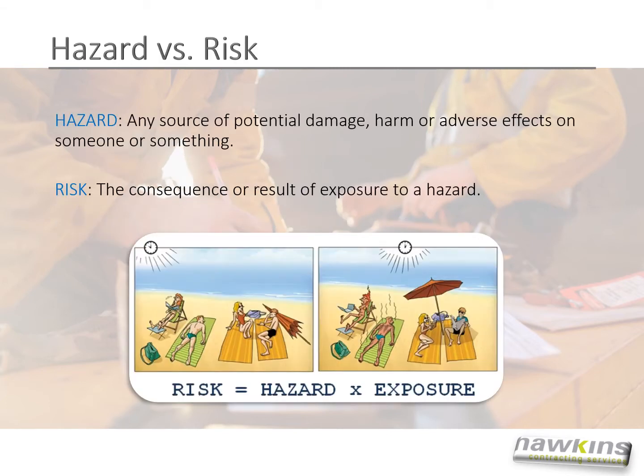In order to proceed, we must first distinguish between a hazard and a risk. A hazard is any source of potential damage, harm, or adverse effects on someone or something, whereas a risk is the consequence or result of exposure to a hazard. In the image below, you see how the UV radiation of the sun is the hazard, and the risk is sunburn if exposure to the sun is not controlled.